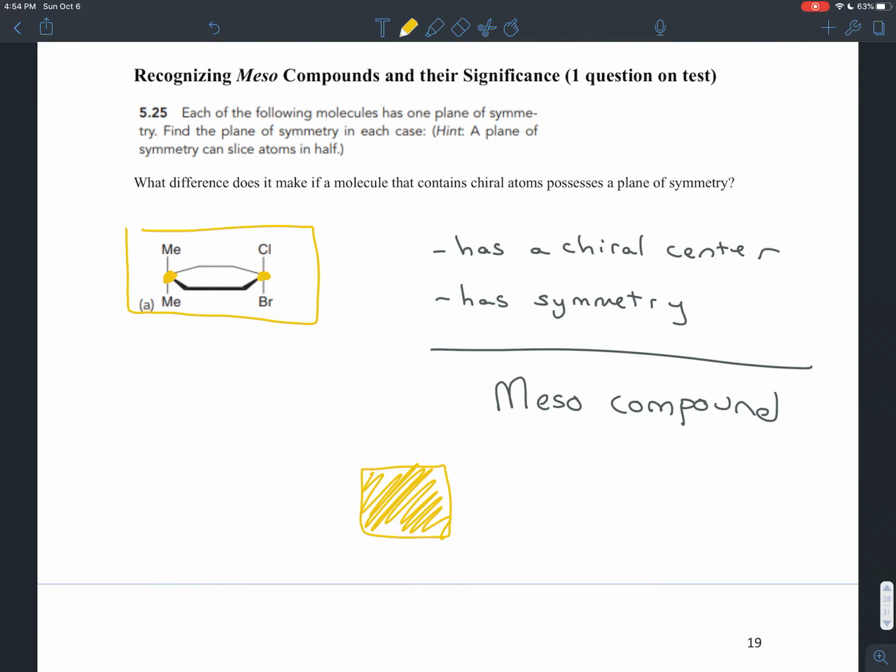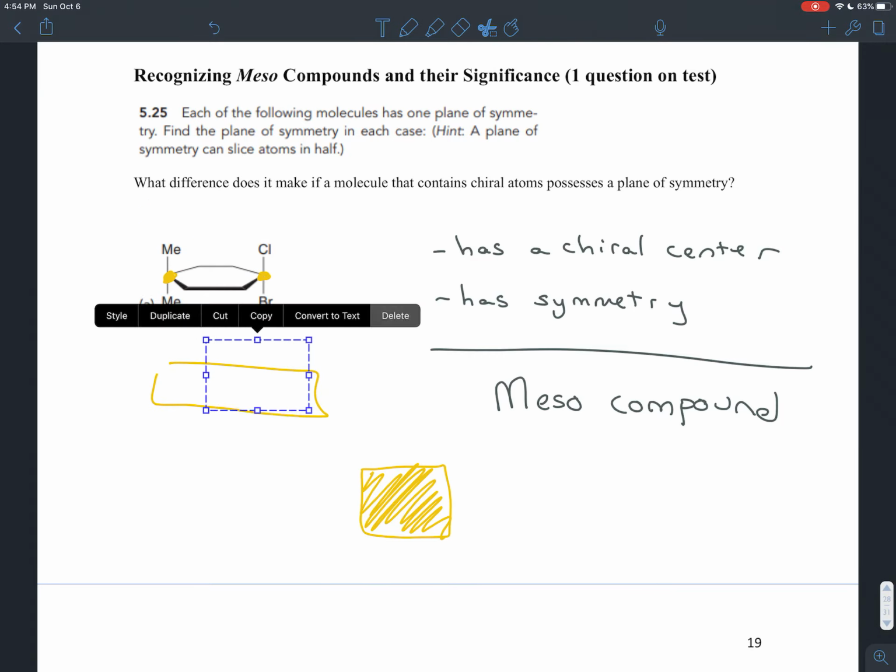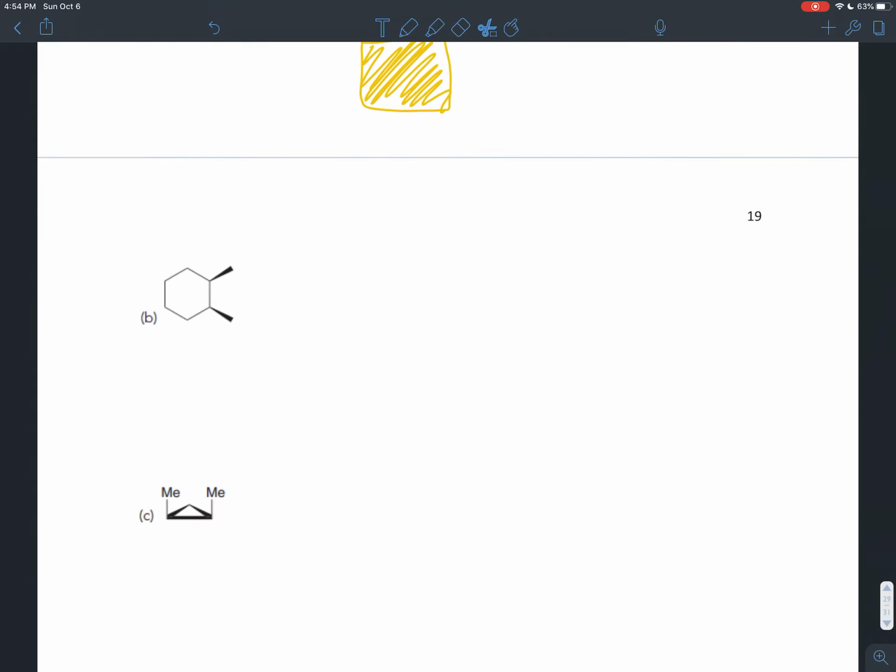Now, it's not up and down, it's a vertical plane. So it's not horizontally cutting this. That's not symmetrical because the chlorine doesn't match the bromine. It's vertically cutting it, from the top straight down through those middle two carbons. And that's the symmetry there.